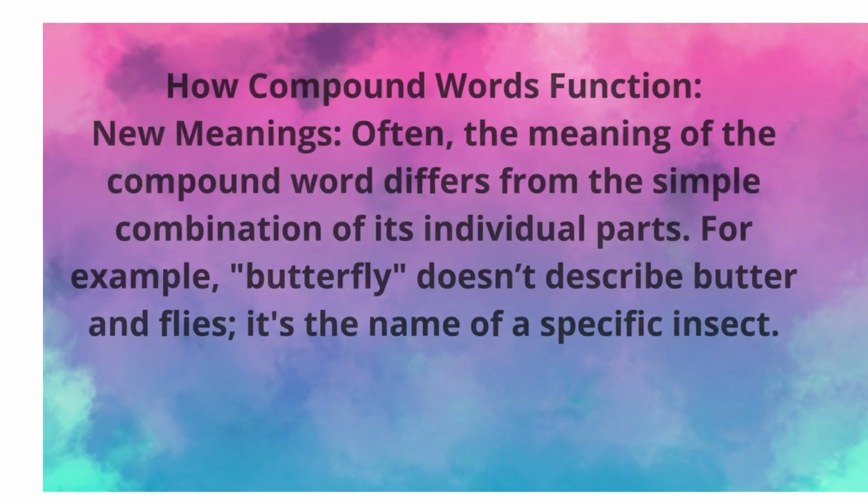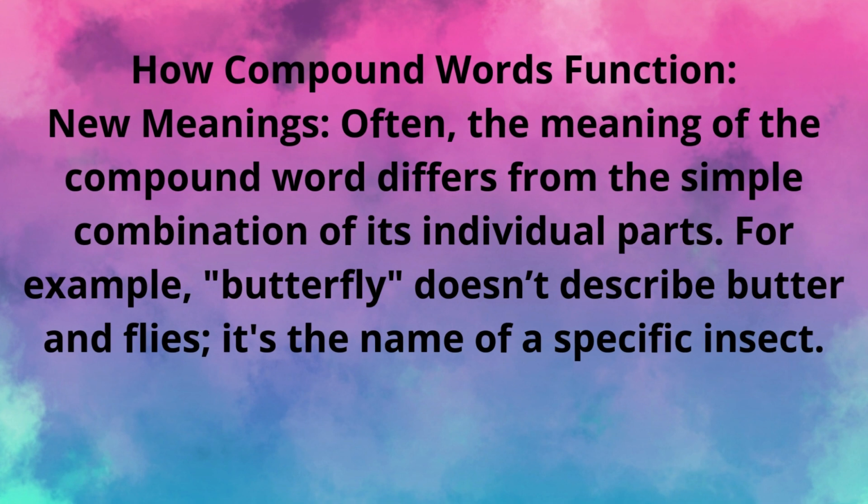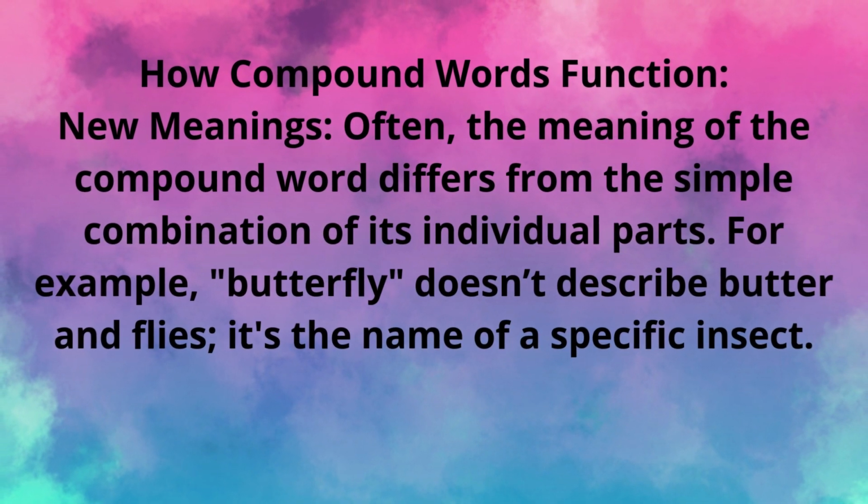How compound words function. New meanings. Often, the meaning of the compound word differs from the simple combination of its individual parts. For example, butterfly doesn't describe butter and flies. It's the name of a specific insect.